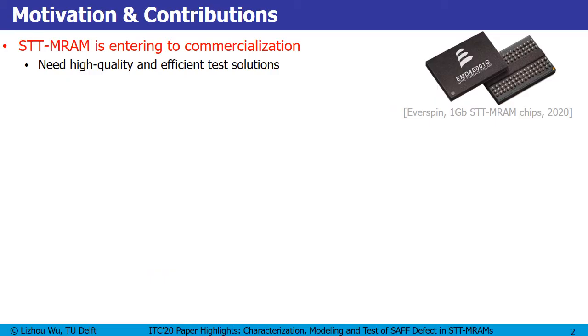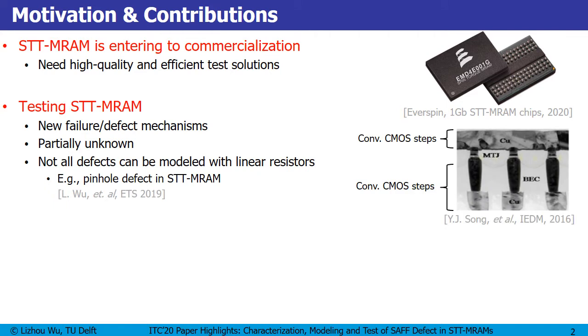STT-MRAM is an emerging memory technology. In recent years, it is gradually entering the commercialization stage. There are a lot of startups all over the world, in the US, in China, in Europe. Spin, for example, is a pioneer in this race, and pretty much all foundries are also in this race to push this technology to the market. And just like all semiconductor products, we need high quality test solutions, and they have to be cheaper and efficient. However, STT-MRAM has new failure mechanisms, and some of them are not well understood yet.